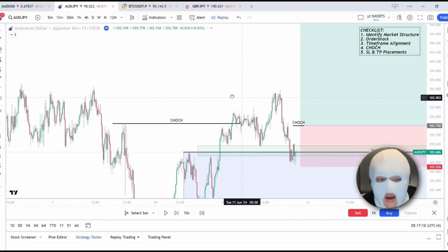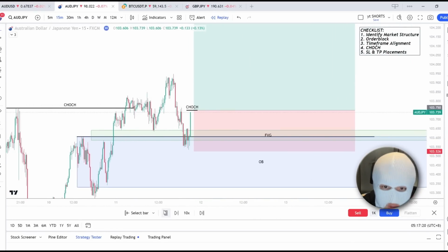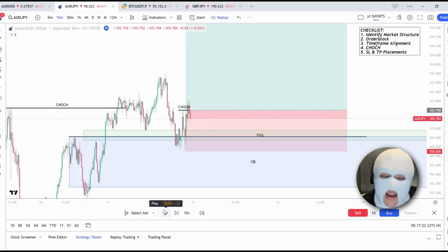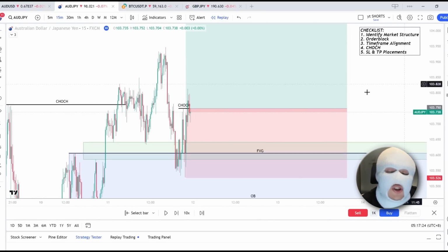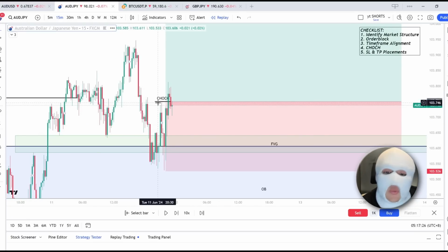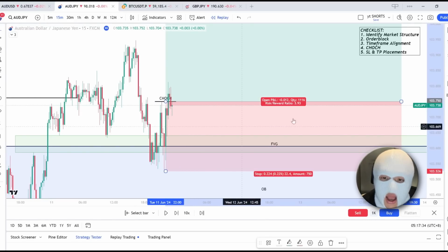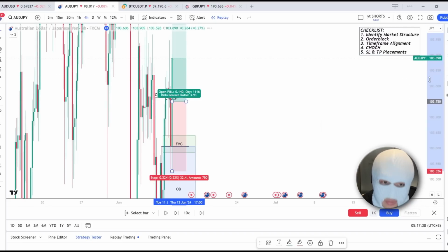Step 4. Wait for a change of character to the upside before taking a trade as seen over here. Just a short recap. A change of character is where you see a higher high created in a downtrend, indicating a potential reversal is about to happen. Lastly, I place my stop loss below the swing low, targeting the 4-hour swing high.